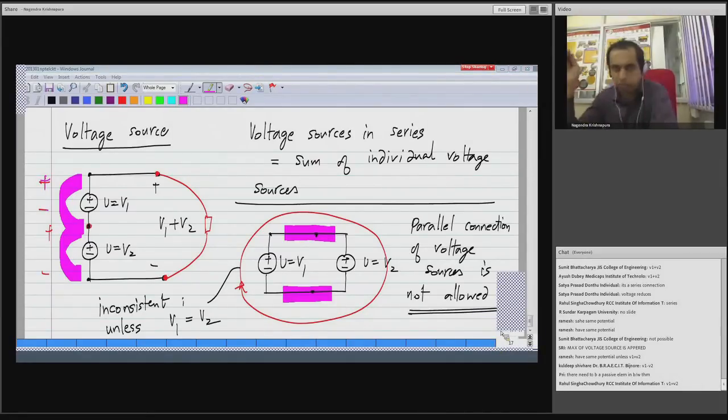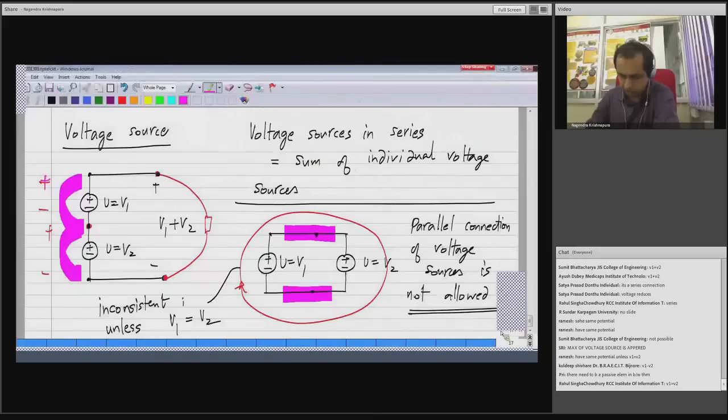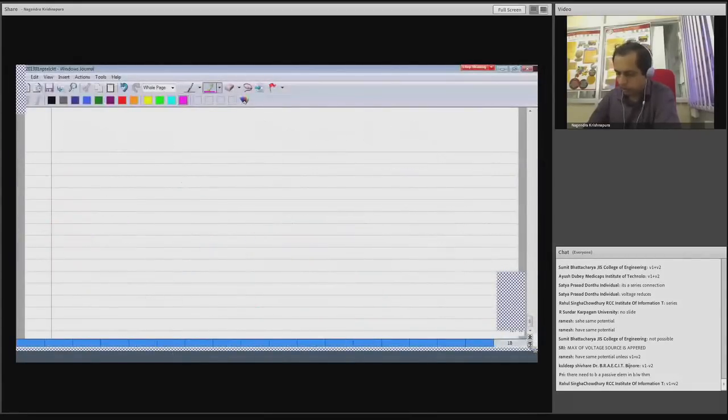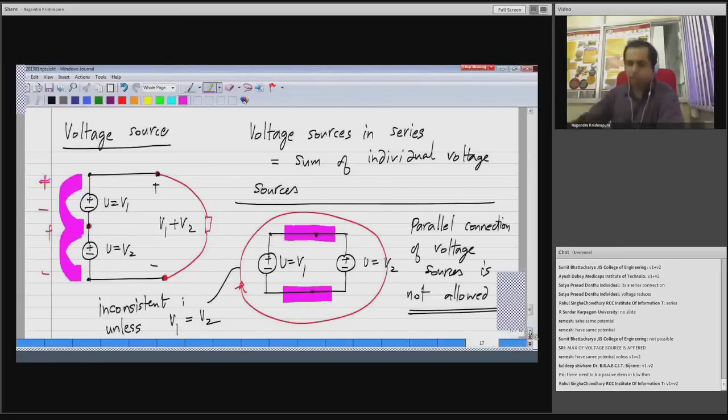There is a question from Ayush Dubey. Please go ahead. Sir, practically we can connect two voltage sources in parallel. So what is the result in practice? So the question is, in practice, if I take two voltage sources and connect them in parallel, what happens? Now, first of all, there are many ways to resolve this.